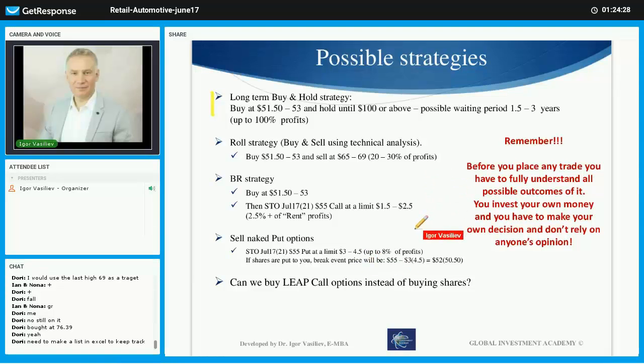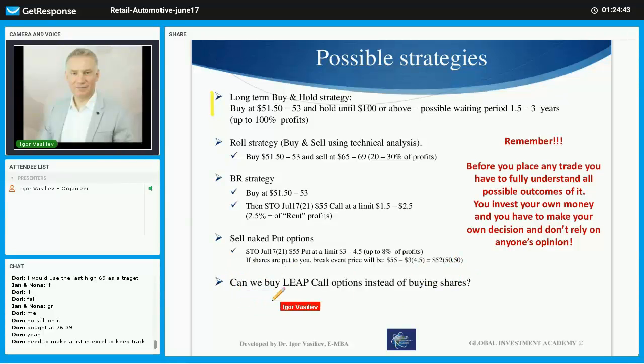And then if the share price moves up, it's up to 8% profit on the trade, which is fantastic, right? And if shares are put to you, your break even would be much lower, around the $52, $50 level, which is much better.